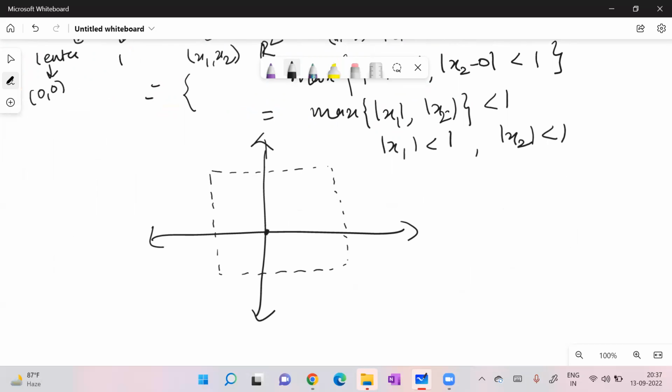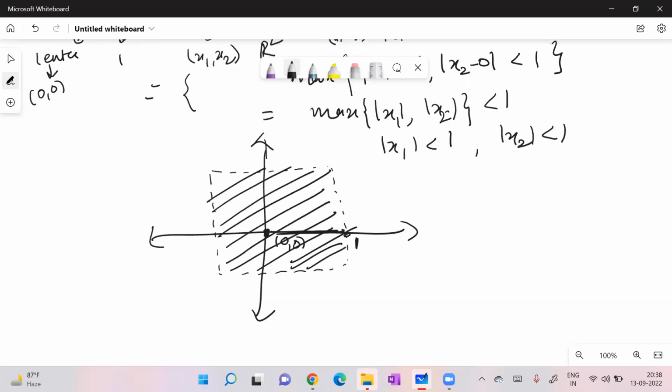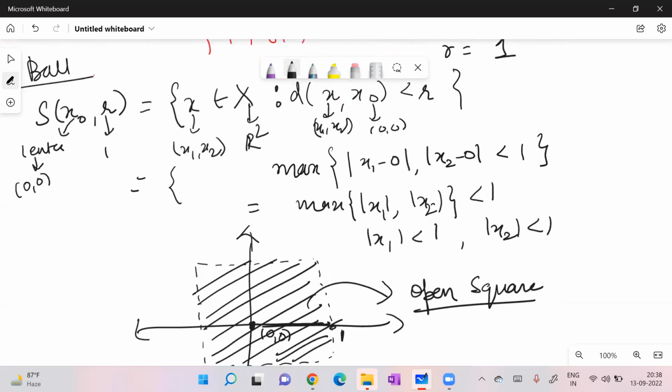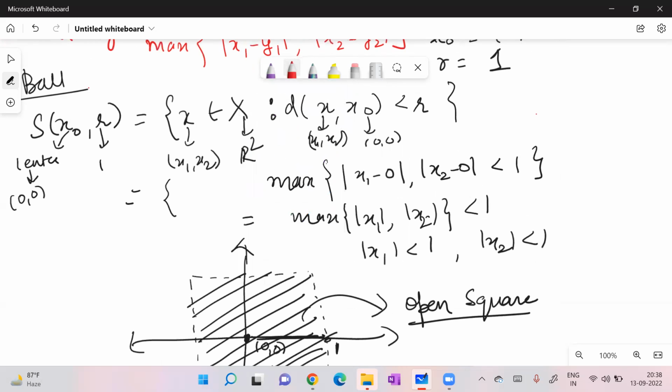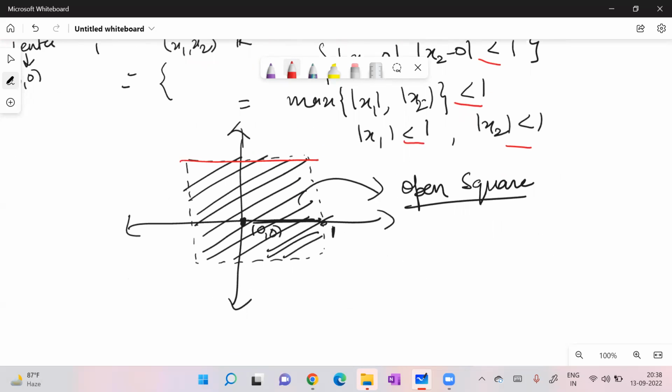This is the center (0, 0) and this is the radius 1. Okay, so this is the ball. In this open ball, all the points in this shaded area will be included, but not the points on the boundary. This is an open square. The same example, if we talk about the closed ball, will be the set of all x belonging to X such that d(x, x naught) is less than or equal to r. Here also equals to, so we will also include the boundary. That will become a closed square or a closed ball.